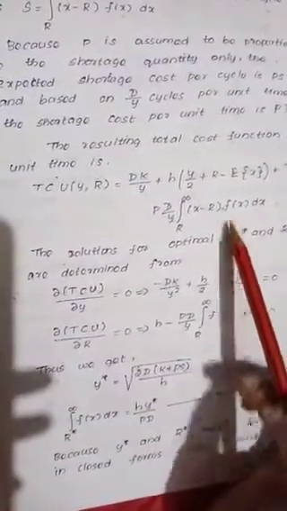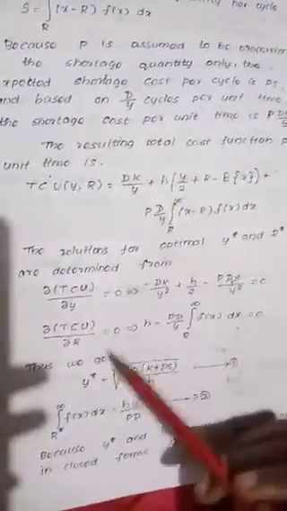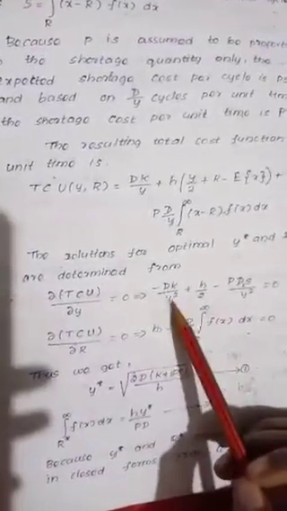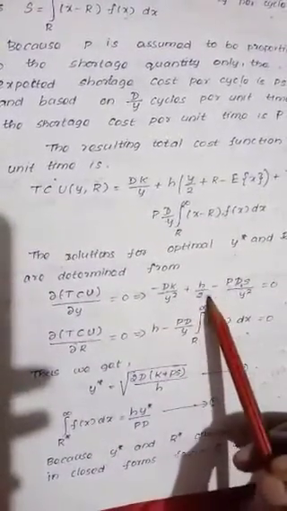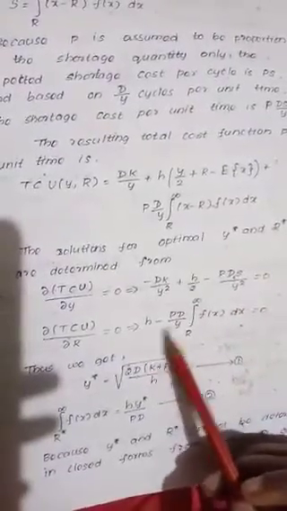To find y*, we differentiate with respect to y, and to find R*, we differentiate with respect to R. Differentiating with respect to y, we get −DK/y² + h/2 − pDS/y² = 0. Similarly, differentiating with respect to R, we get h − pD/y times the integral from R to infinity of f(x) dx = 0.